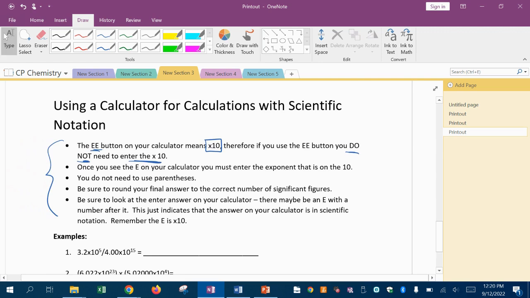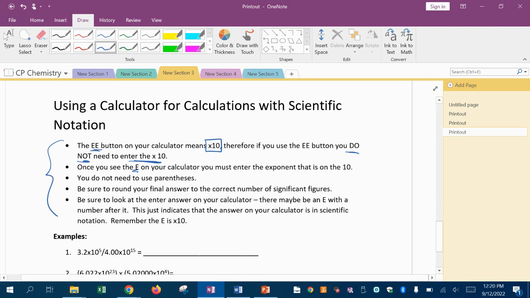So as soon as we hit the EE button, your calculator recognizes that scientific notation. It already has the times 10 and we only have to enter in the exponent. So once you see the E on your calculator, it doesn't show up as EE, it just shows up as E. It'll flash on the screen and I'll show you that in a second.